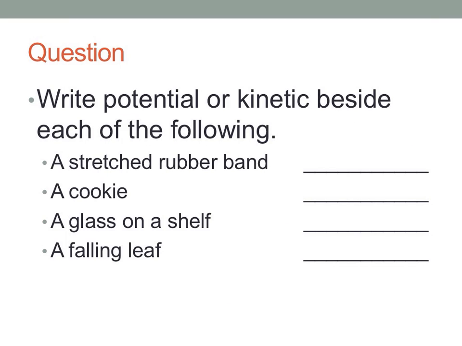We are looking at a few different examples, and we are going to label whether each is potential energy or kinetic. The first one, a stretched rubber band, that would be elastic potential energy. A cookie, that would be chemical potential energy. A glass sitting on a shelf would be gravitational potential energy. And then a falling leaf, well, if it's in motion, it has kinetic energy.